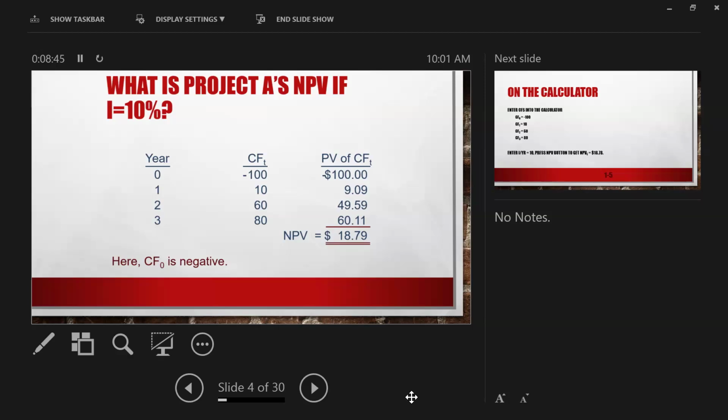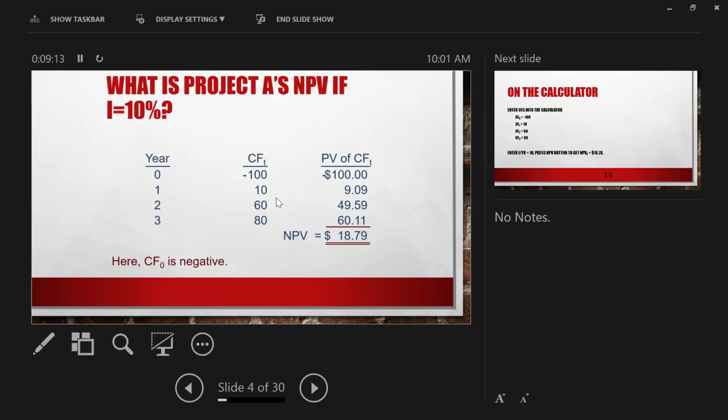The answer is 909, and so it's the exact same thing we've been doing. If you do it for year two, where we have cash flows of 60 and you discount that back at 10% interest, the answer is going to be 49.59. And so that is something that you are absolutely going to be looking at. So then we have year three, $80. You're discounting that back to a present value, and that gives you 60.11.